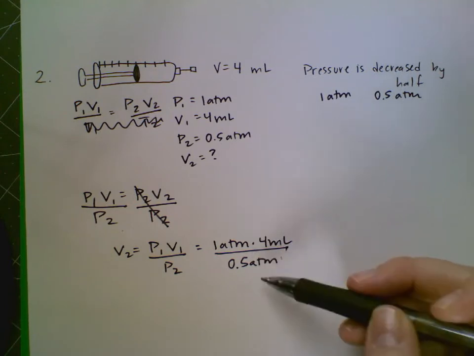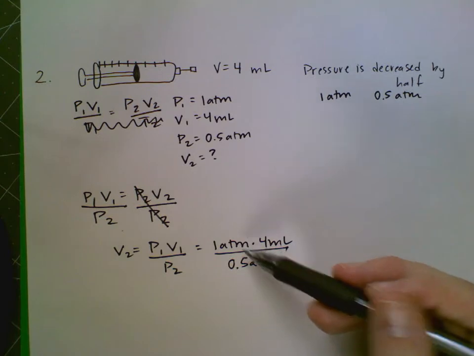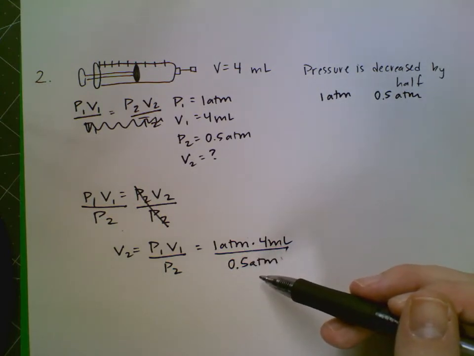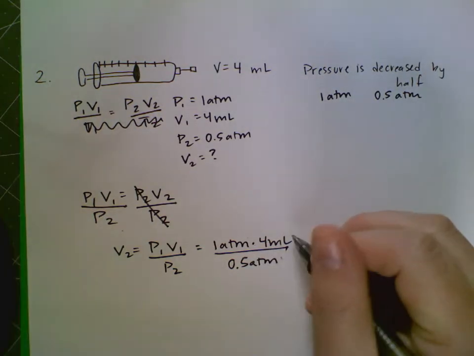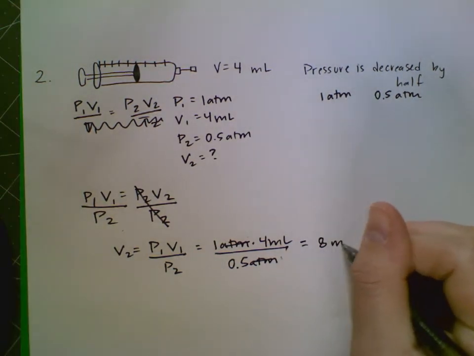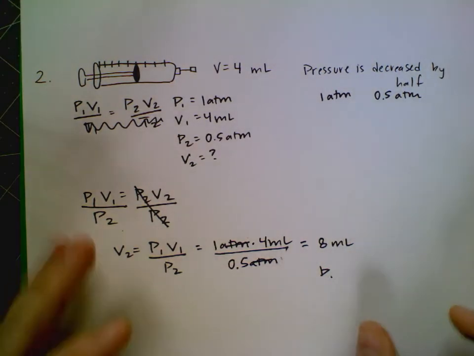I have 1 atmosphere divided by 0.5. So if you think about it, my pressure is going down by half, but my volume is actually going to go up by a factor of 2 because 1 divided by 0.5 is 2. So in this case, atmospheres cancel out, and I end up getting 8 milliliters. The syringe that makes the most sense in this case is going to be syringe B because it's 8 milliliters. So if my pressure goes down by half, my volume goes up by a factor of 2 and vice versa.